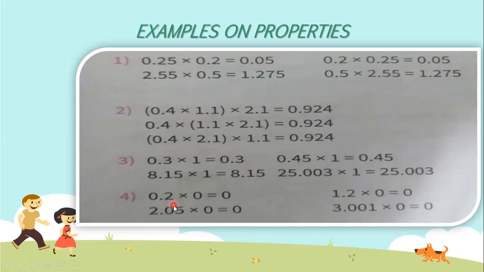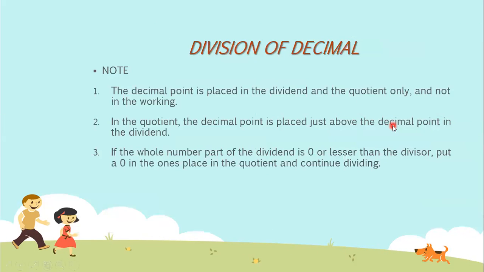Next, any decimal number, if you are multiplying with 0, what will you get? We get the answer as 0. So 0.2 multiplied with 0, 0 only. 2.05 multiplied with 0, we get 0 only. So any decimal number multiplied with 0 gives 0. 1.2 into 0, 0. 3.001 into 0, 0. So these are the examples for properties of multiplication.